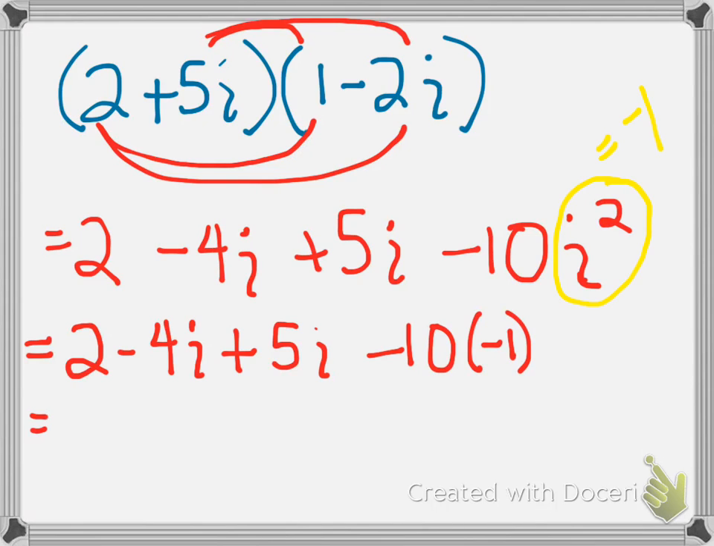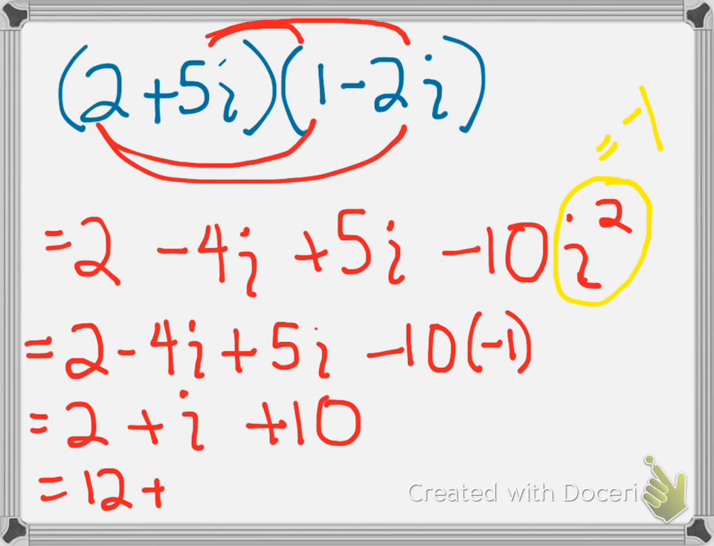And then we just simplify this. This becomes 2, negative 4i plus 5i becomes just plus 1i. Now this becomes a positive 10, negative and a negative. And then we finally get 12 plus i as the final answer. Okay, so that's how you multiply complex numbers. Let me do one example then of where we're going to divide the complex numbers as well, so you can see one of each.